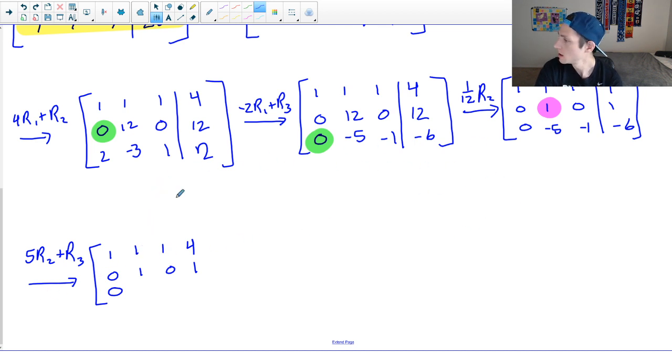Hopefully not. Okay, so 5 times 1 is 5, added to -5 is 0. 0 times 5 is 0, 0 plus -1 is -1. 5 times 1 is 5. 5 plus -6, also -1. Okay, interesting.